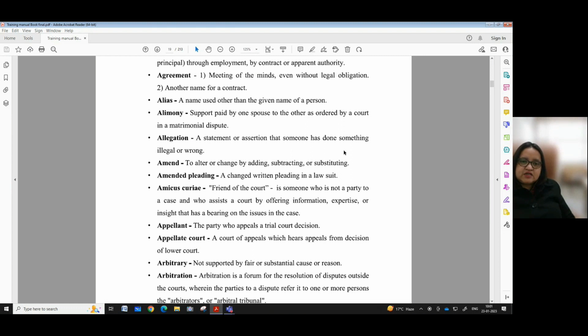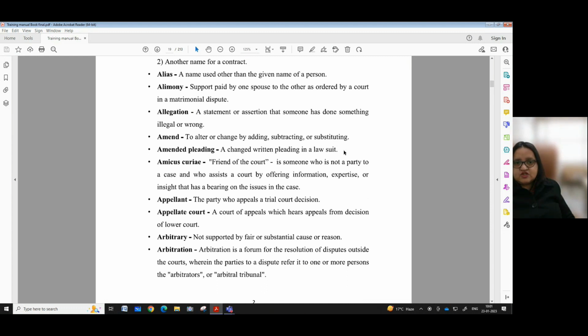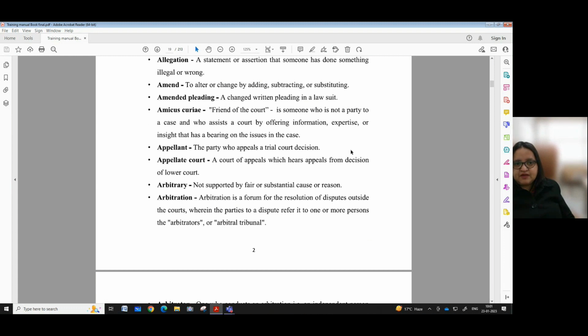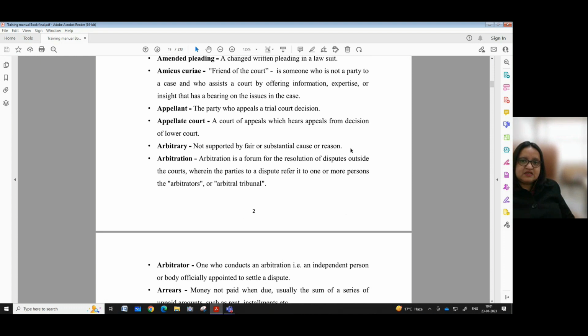To amend, to alter or change by adding, subtracting, or substituting. Amended pleadings, a changed written pleading in a lawsuit. Amicus curiae, friend of the court, is someone who is not a party to a case and who assists a court by offering information, expertise, or insight that has a bearing on the issues in the case. Appellant, the party who appeals a trial court decision. Appellate court, a court of appeals which hears appeals from decisions of lower court. Arbitrary, not supported by fair or substantial cause or reason.